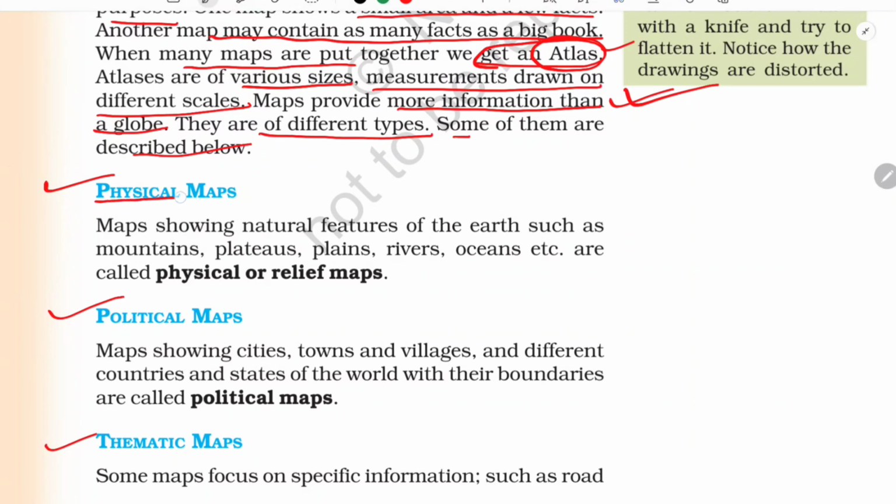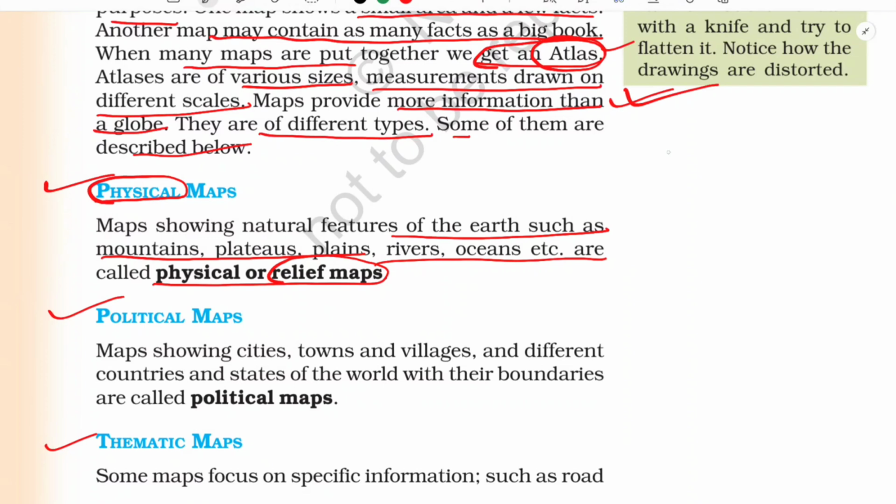See, physical maps. From the word physical itself we can say that some geographical or natural feature will be represented in this map, isn't it? So let us see. Maps showing natural features of the earth such as mountains, plateaus, plains, rivers, oceans are called physical or relief maps. In a physical map you will not see any boundaries, unlike a political map where there will be boundaries of the states; only physical features will be shown.